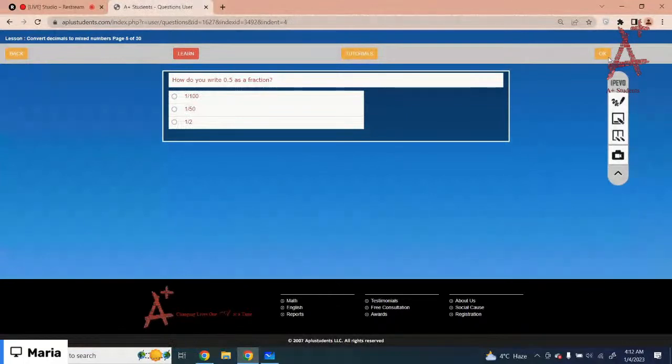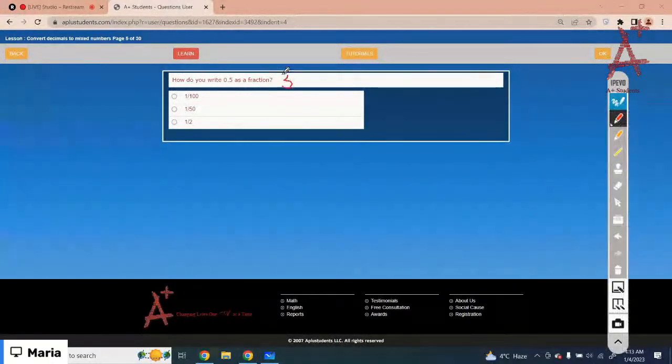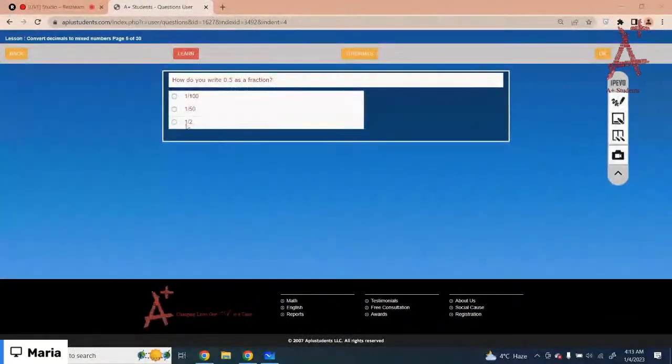Okay, the next one is how do you write 0.5 as a fraction? Which is the correct option? We can write it in fractional form, so it would be 5 divided by 10. Got it? Let's divide both the numerator and denominator by a common number. The common number is 5. So 5 times 1 is 5 and 5 times 2 is 10. So it is 1 over 2. Option number 3 is the correct option. Just select the correct option, then click on the OK button.